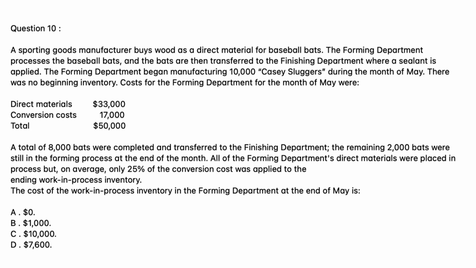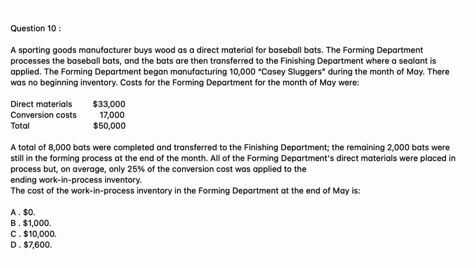Question 10. A sporting goods manufacturer buys wood as a direct material for baseball bats. The forming department processes the baseball bats, and the bats are then transferred to the finishing department where a sealant is applied. The forming department began manufacturing 10,000 KC sluggers during the month of May. There was no beginning inventory. Costs for the forming department for the month of May were: direct materials $33,000. Conversion costs $17,000. Total $50,000.